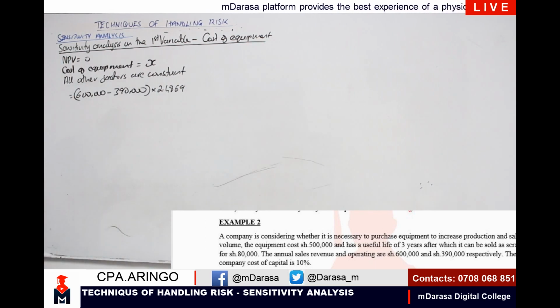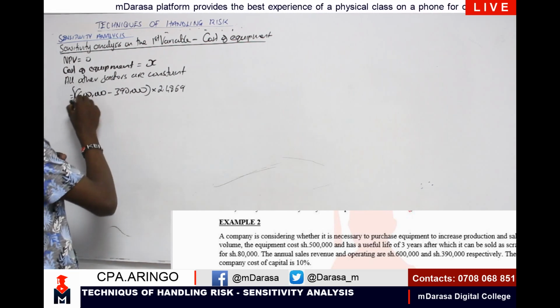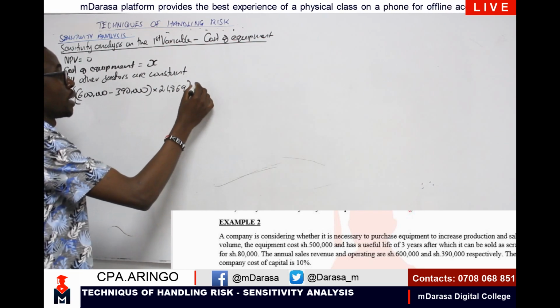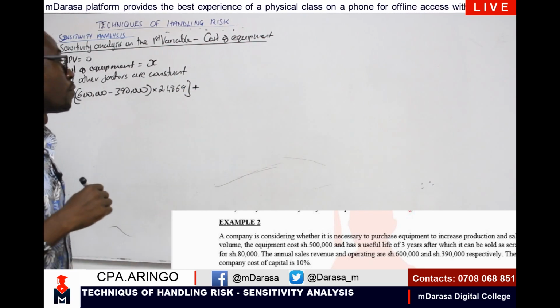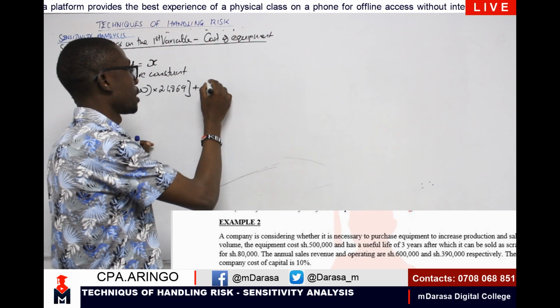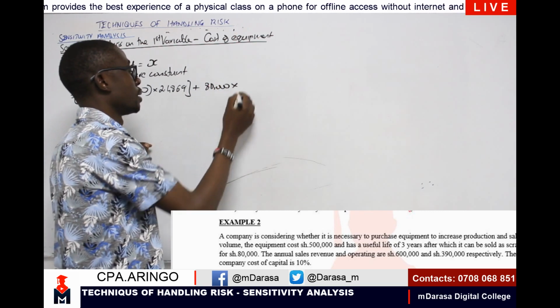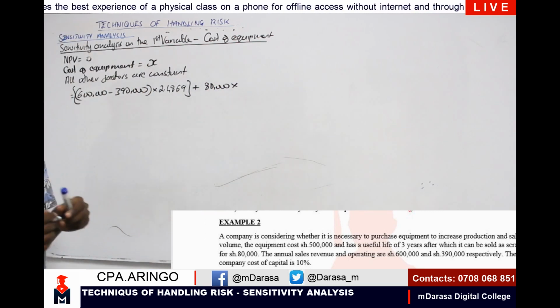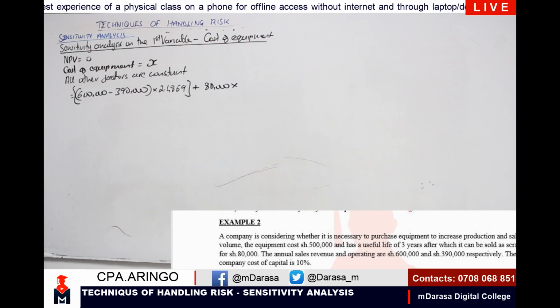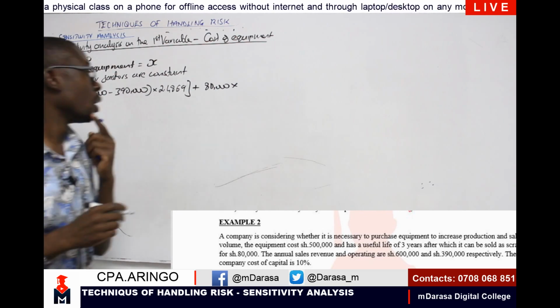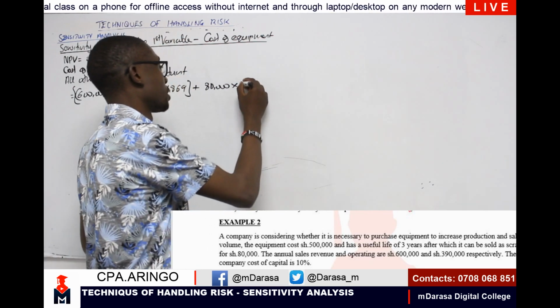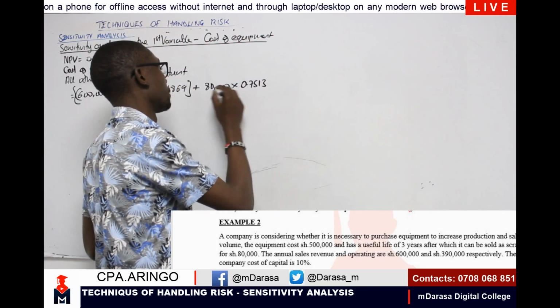Recall we had computed 2.4869. So all this, we add our scrap value, which was 80,000, times our present value interest factor, which we determined to be 0.7513.